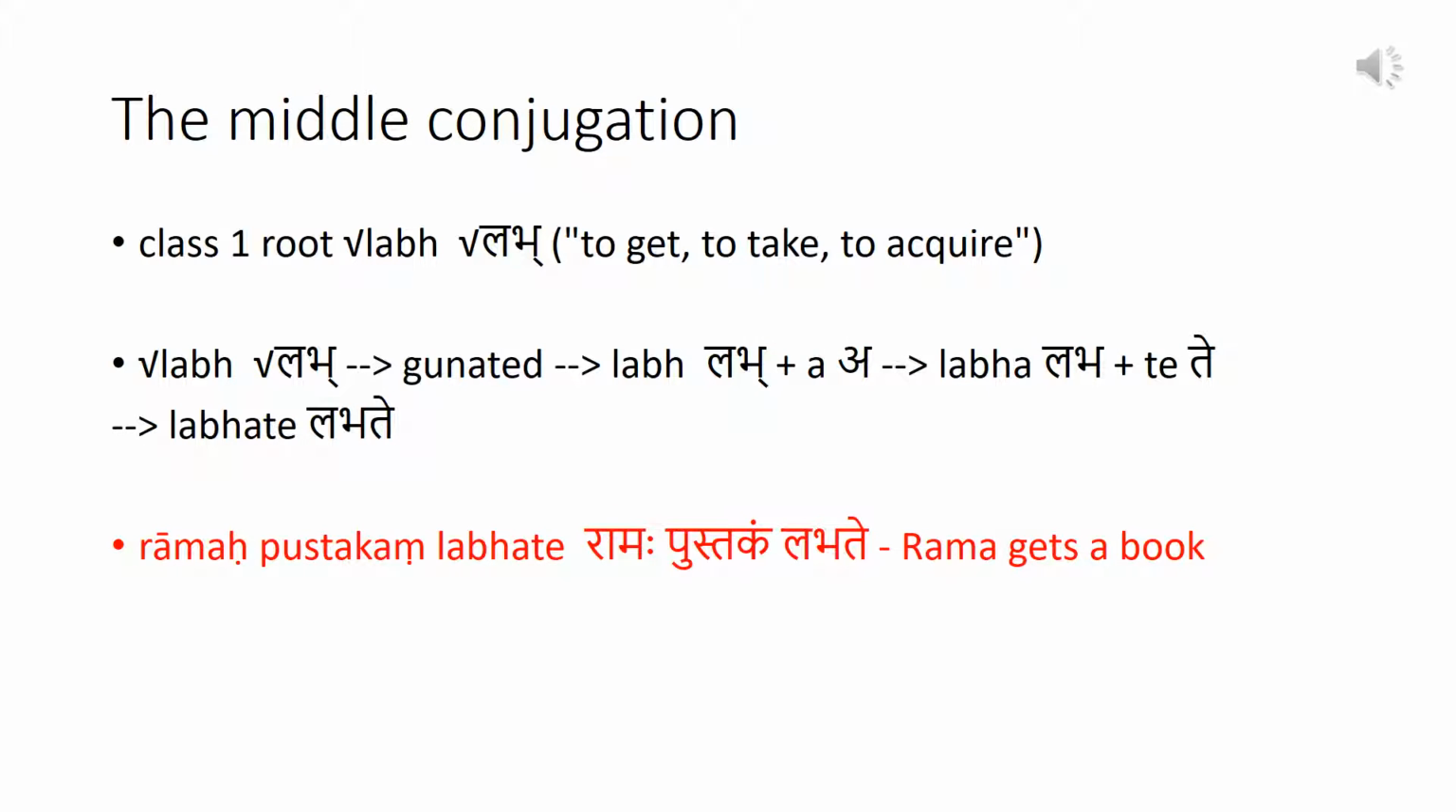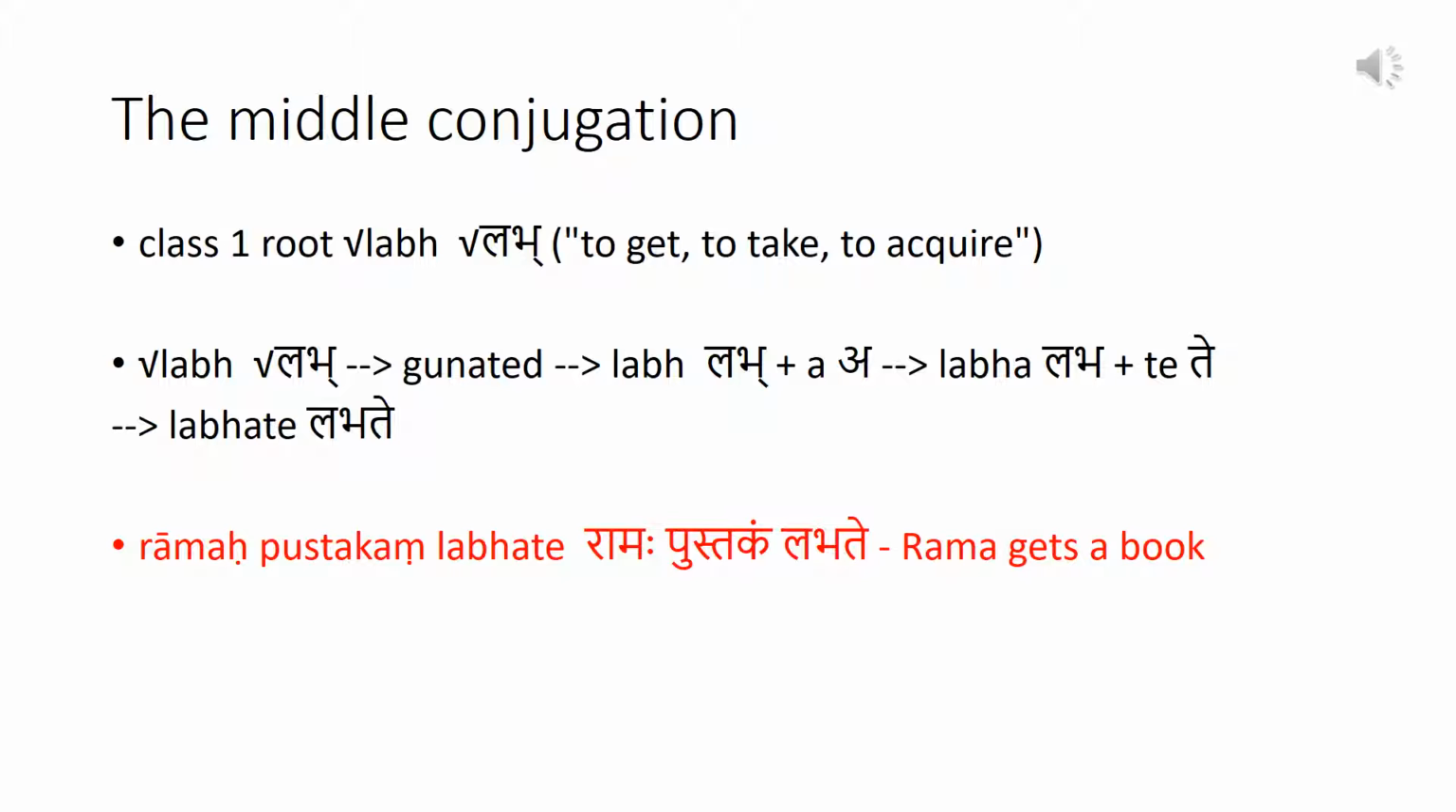The conjugation paradigm for the middle voice is formed exactly like the paradigm for the active voice. Let us take the class 1 root labh, to get or to acquire. Like before, the stem is formed by gunating, if possible, the root vowel and adding a. Labh, when gunated, becomes labh. You add an a to get labha and then add the ending te to get labhate and so on.